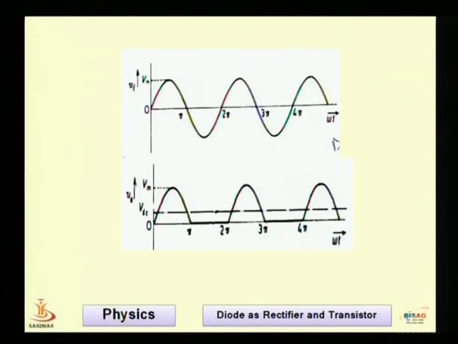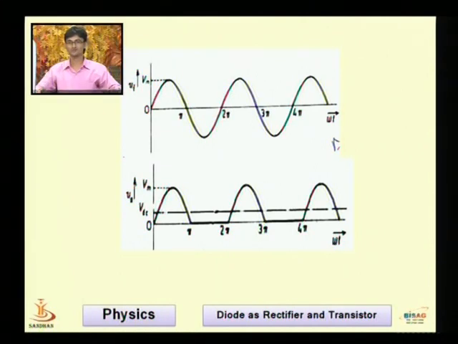So if you try to see the diagram, for the positive potential in the first half, 0 to pi, we are getting the output. The upper part is the input from the secondary of the transformer, and the lower waveforms are the output from the diode side. Okay, so for 0 to pi we are getting the output on the diode side.